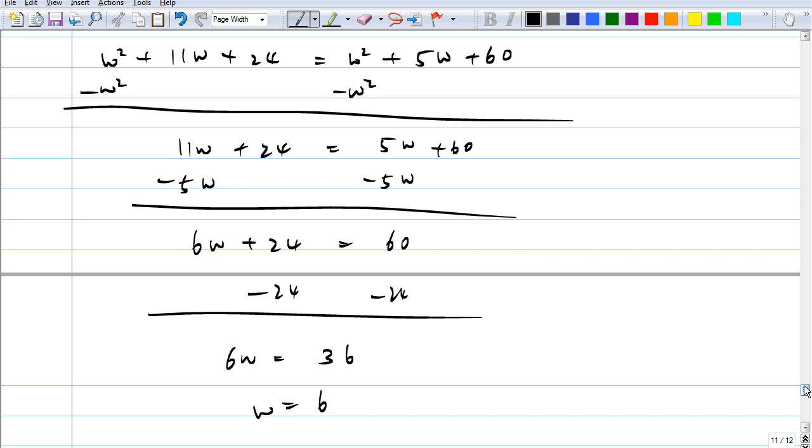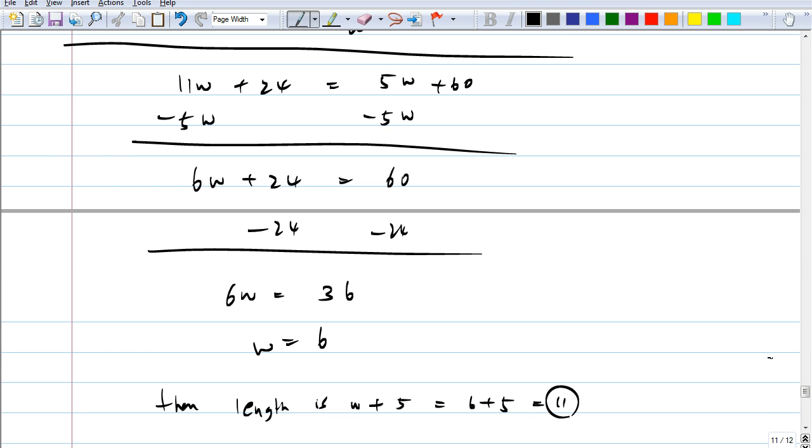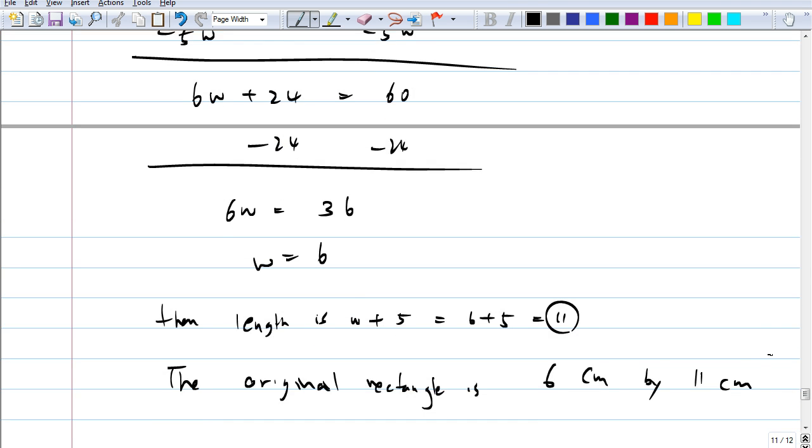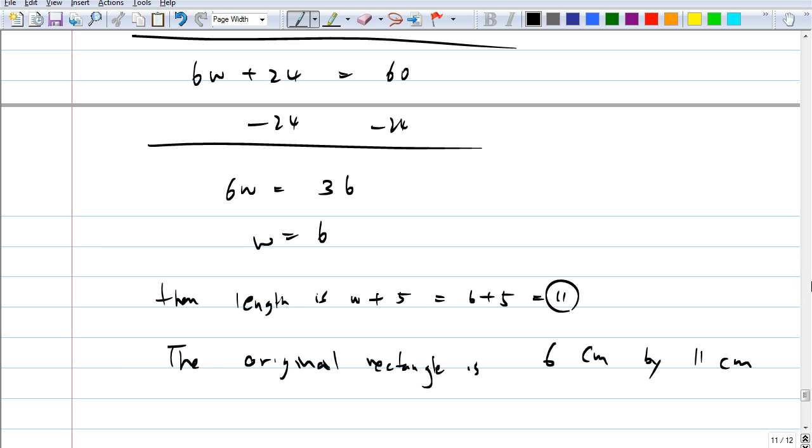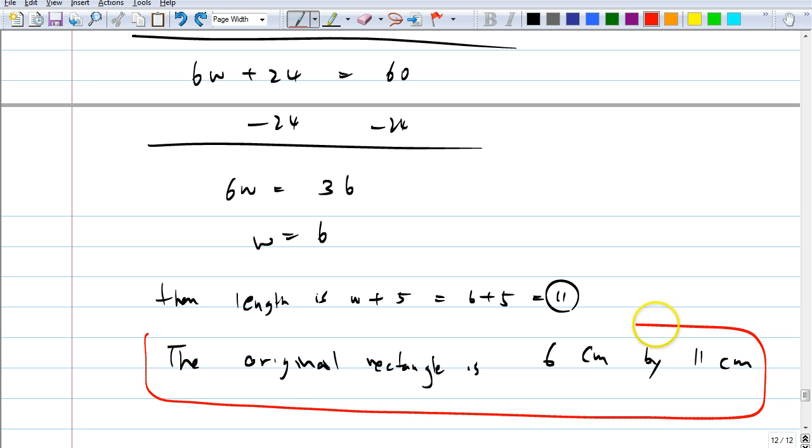And of course, if W is 6, how do I find the length, Audrey? You add 5, because they told us it's 5 more than the width. So what is it? 11. How many people got 11 by 6? Okay. Any question? Here's the answer. Let me circle it. 6 by 11, 11 by 6. Same thing. Any question? We good?